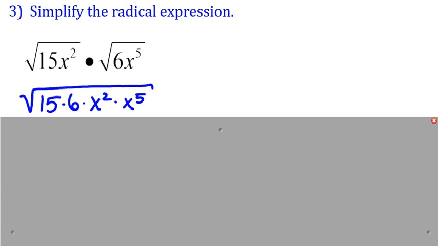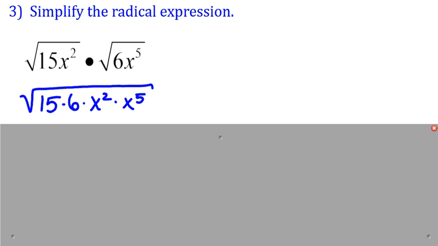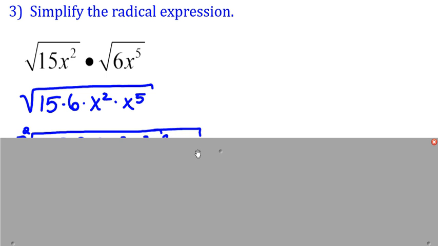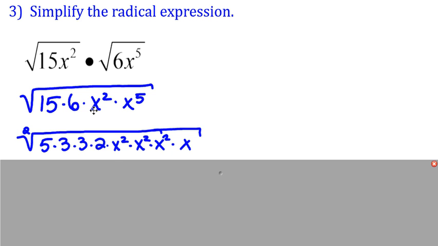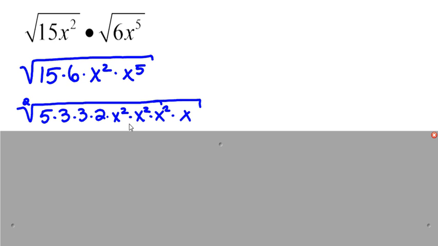Well, 15 doesn't have any perfect square factors, and neither does 6. But I know 15 comes from 5 times 3, and 6 comes from 3 times 2. I can write those and see if I can make some perfect squares out of that. X squared, well, that's a perfect square, and x to the 5th, I can write that as a perfect square as well, right? That's x to the 4th with 1 more x left over. So I have 3 perfect squares here. Do I have any others? Well, if you notice with your values here, we've got 3 times 3, that's a perfect square, so that will help us simplify that radical.